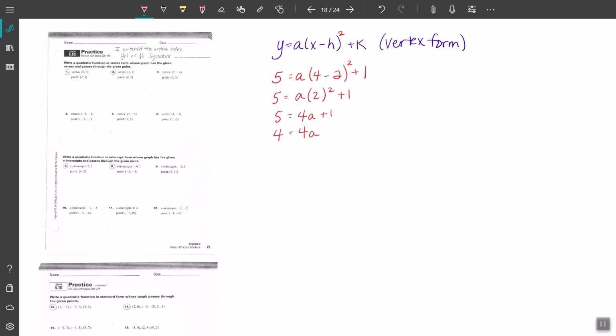All right, so once again, we are going to get a value of 1 for a. That is not always going to happen. That's happened in these 2 instances. So again, we're not going to write anything in for a because if it's not written in, we assume it to be 1. We are going to put in our x coordinate for the vertex, which is 2, and our y coordinate for the vertex, which is 1. And there is our quadratic in vertex form.